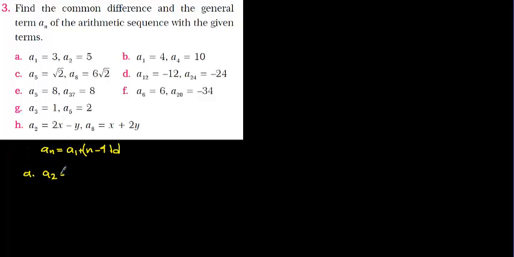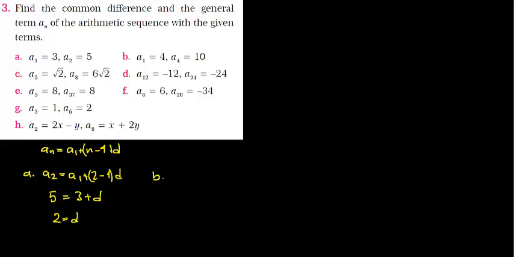So in the first question, a2 is equal to a1 plus 2 minus 1 times d, and 5 is equal to 3 plus 1 times d, which is equal to d. As you understand, 5 minus 3, 2 is equal to d. We found the common difference. Then we are going to find the general term.